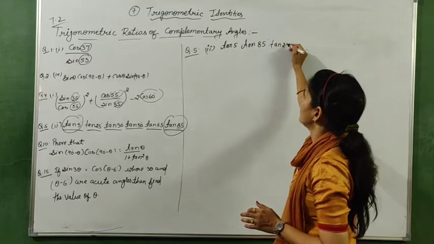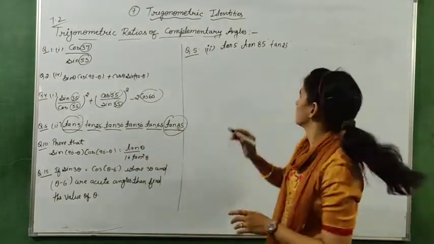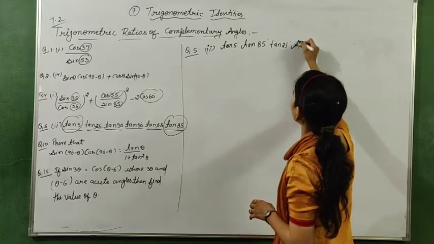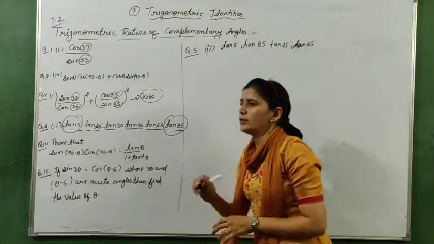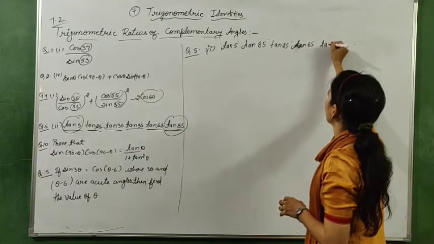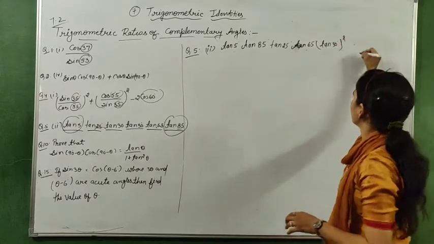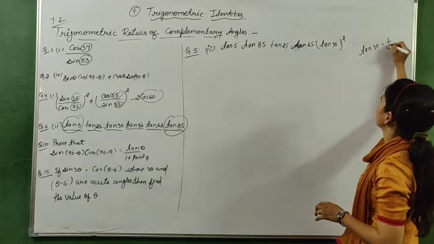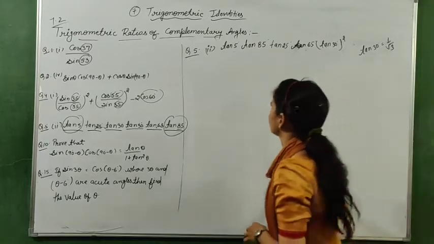Now tan 25 degree, and the complementary angle of 25 is 65, so we will write them together: tan 25 degree into tan 65 degree. Tan 30 degree into tan 30 degree means whole square of tan 30 degree. And students, you know that the value of tan 30 degree is equal to 1 upon root 3. We know its value from our trigonometric table.